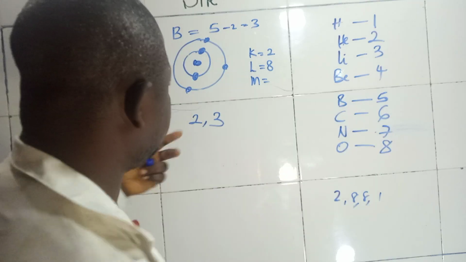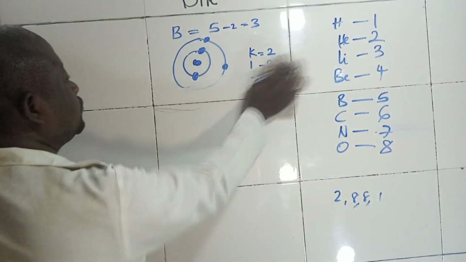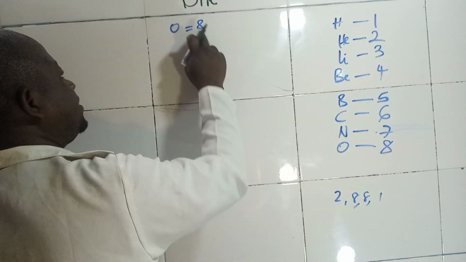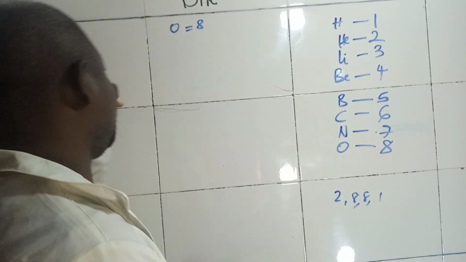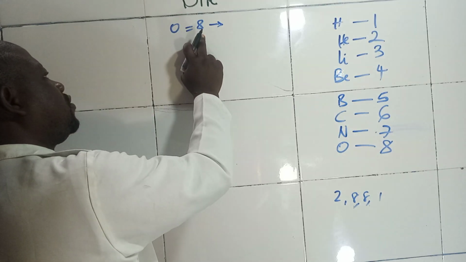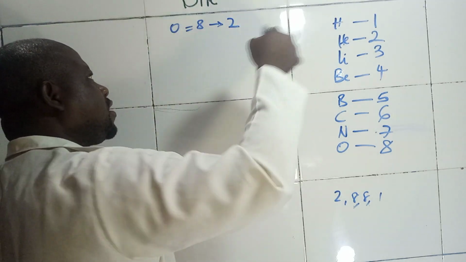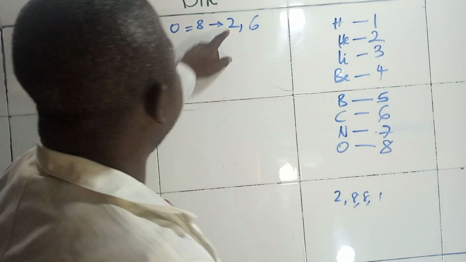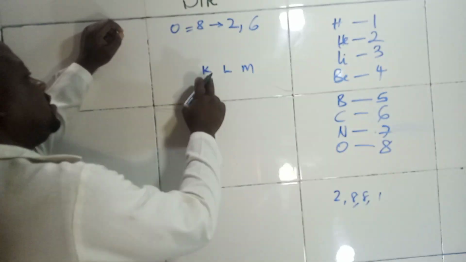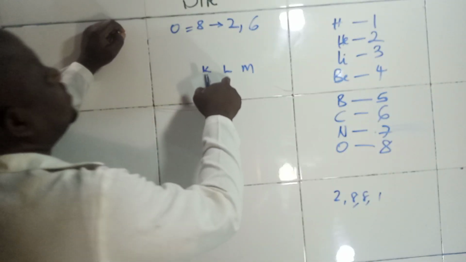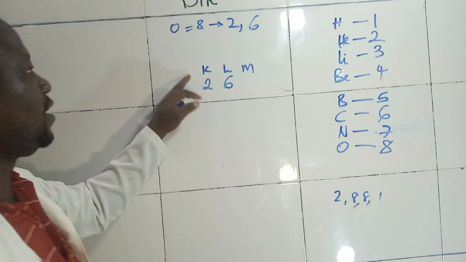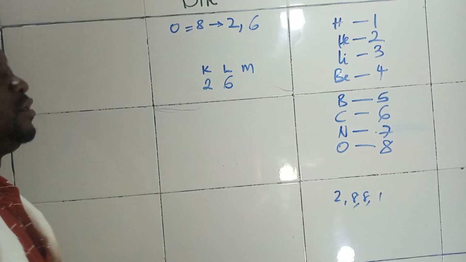If I want to do oxygen, the same way. What is oxygen? Oxygen is 8. That is the atomic number, which is the number of electrons or the number of protons. For me to break this down, what is the maximum number of electrons in the first shell? It is 2. Then the next shell, L, can take a maximum of 8, but this is not up to 8, so you put 6 there. So I have K, L, M, and this is 2, 6.